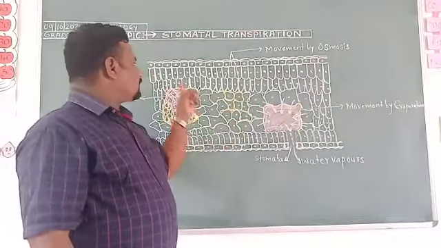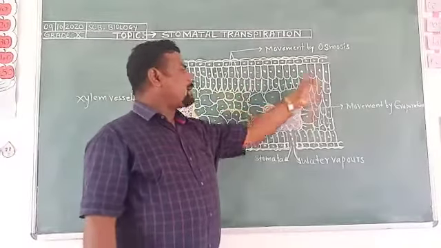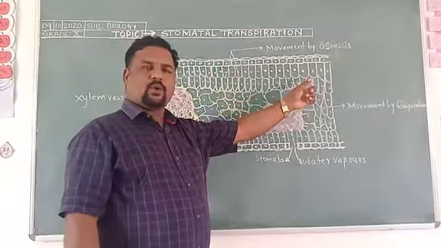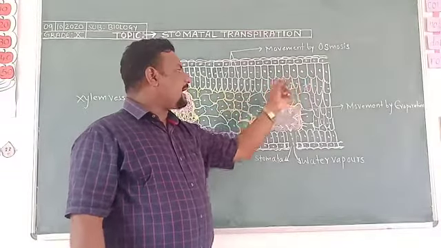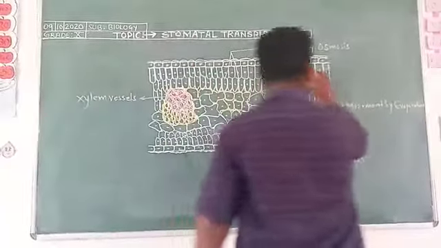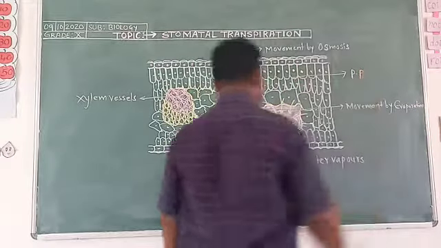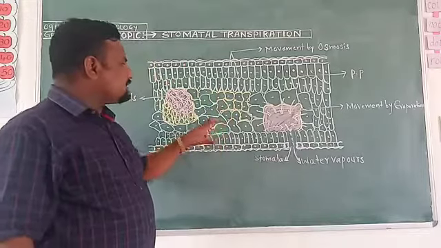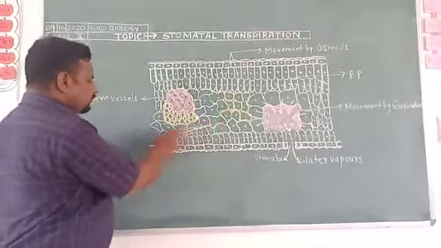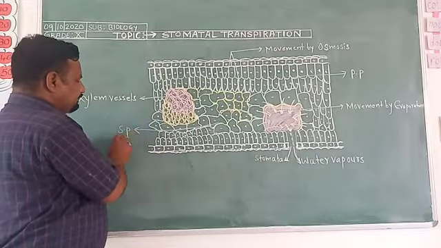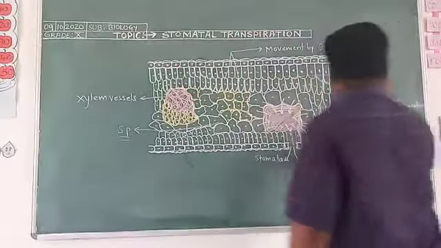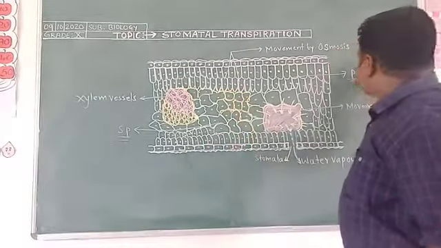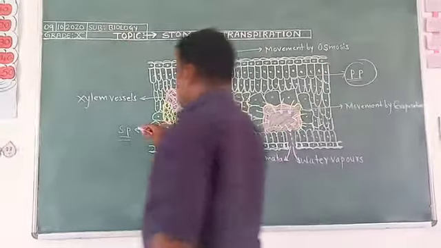So these cells we call palisade parenchyma, the cells which are arranged in a row without leaving intercellular space or gap. Whereas down below, we can find some intercellular space among the cells. So we call them spongy parenchyma. So when we observe the anatomy of the leaf, we are able to see mainly palisade parenchyma and spongy parenchyma.